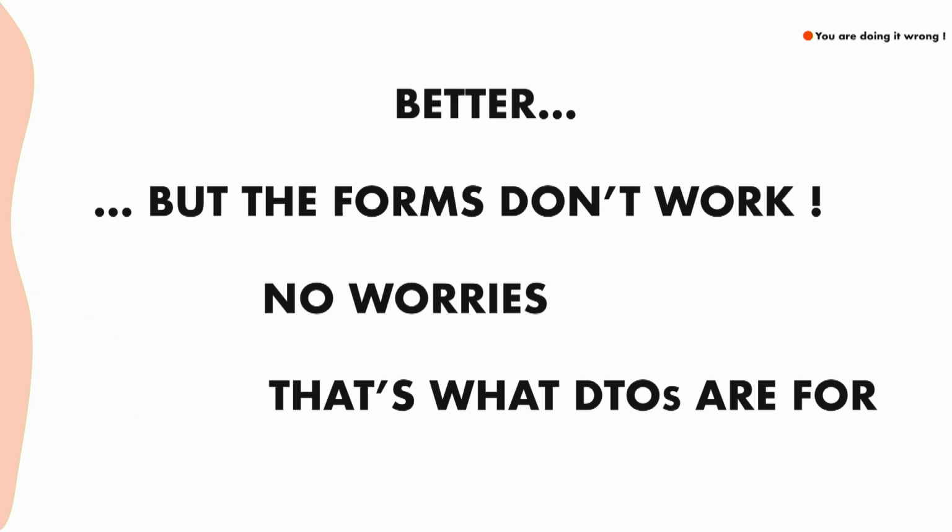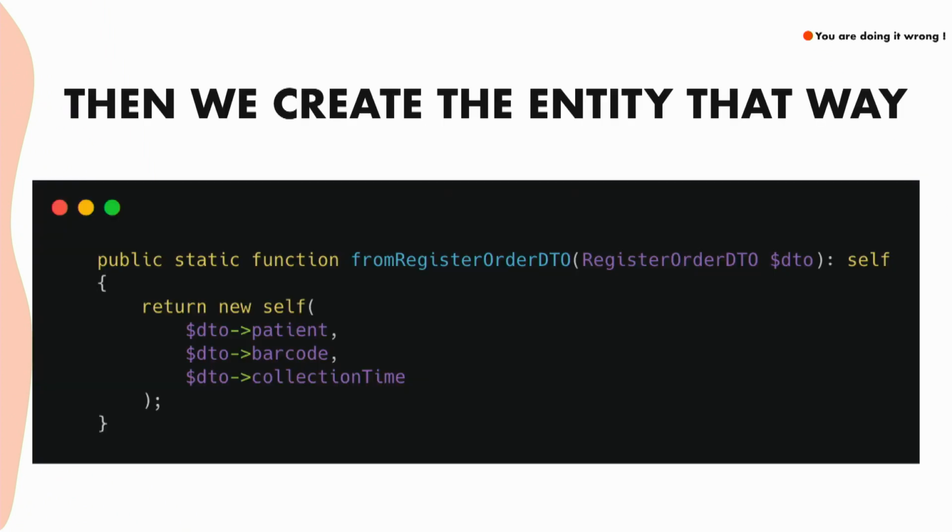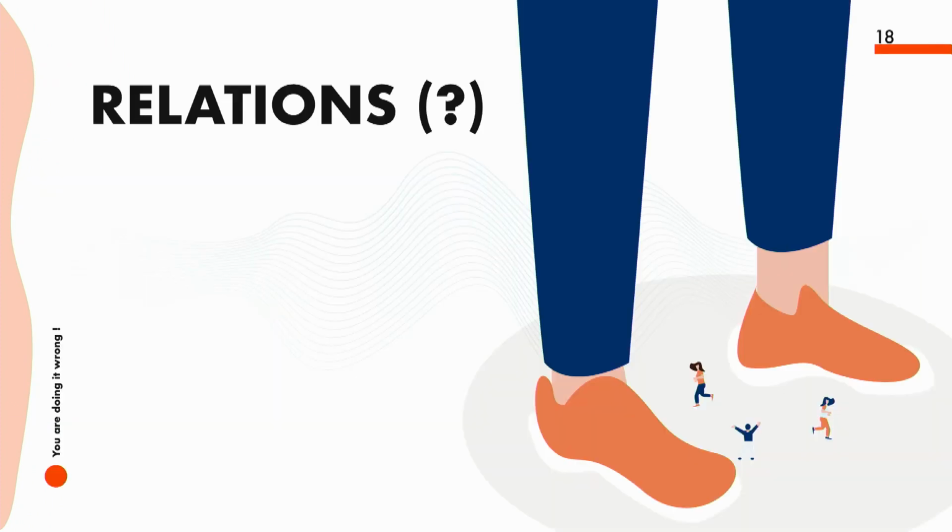And we can do it in various ways. One of the simplest is a static factory method, and we just create our order entity from the data that has already been validated. So this is valid data, and we create our entity, and we can work with forms that way. So let's move on to the next part.